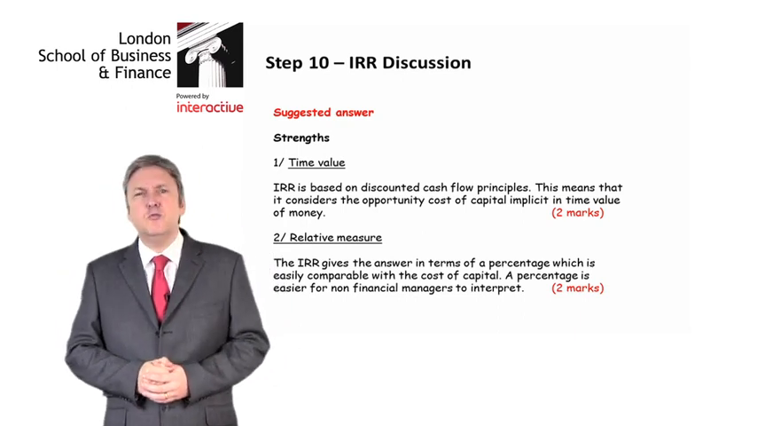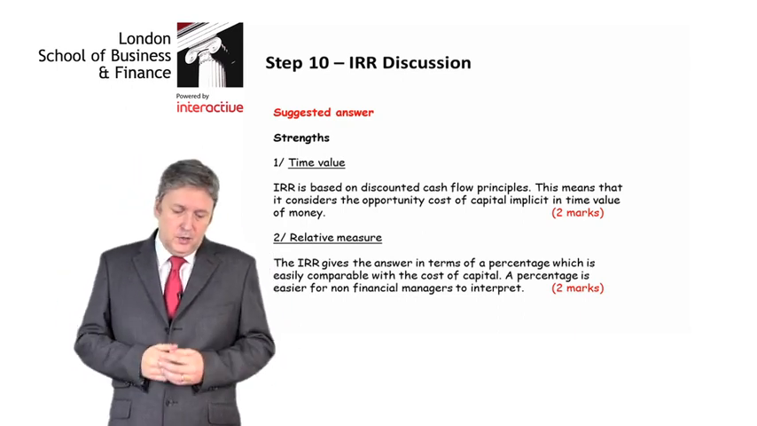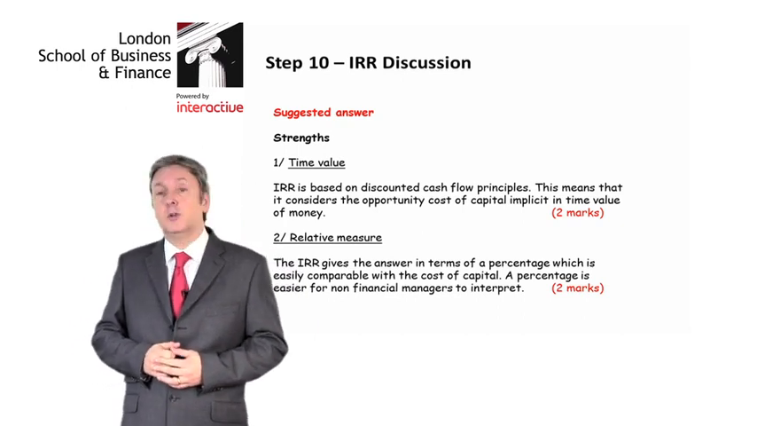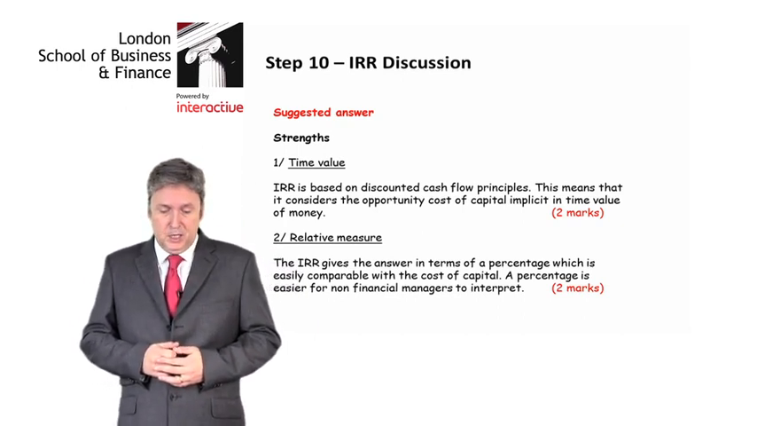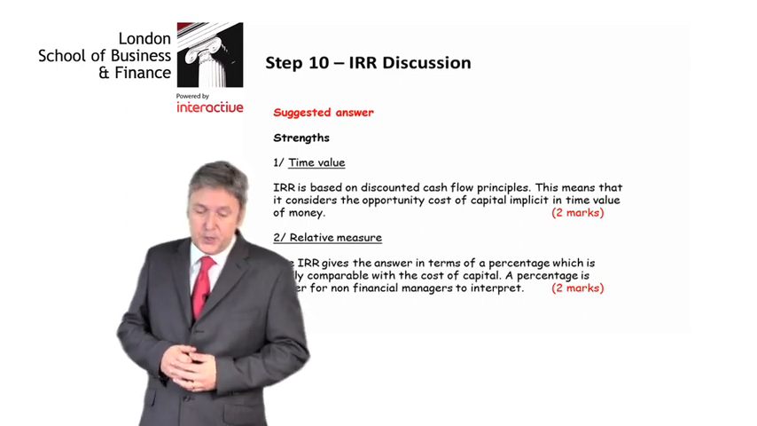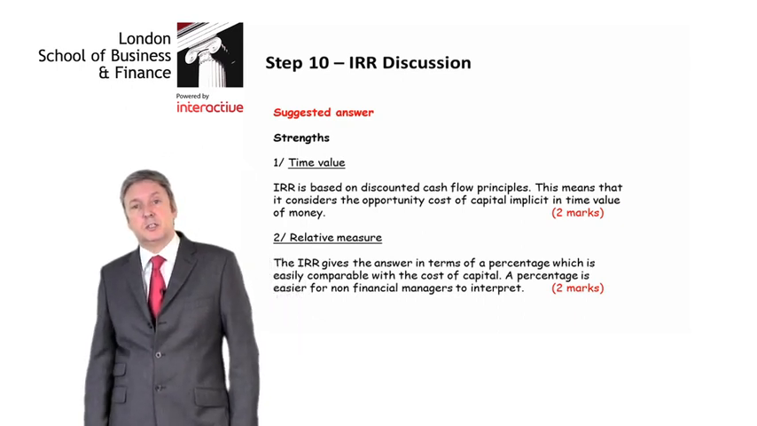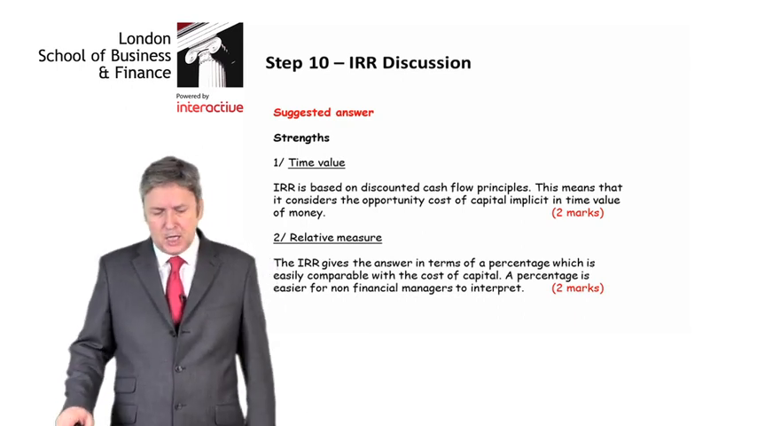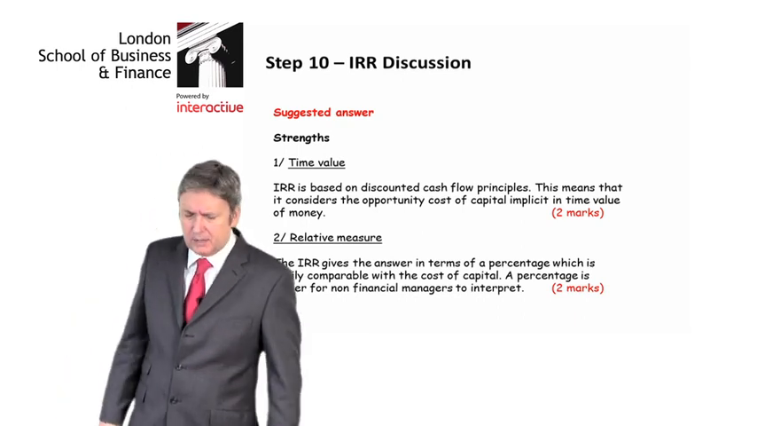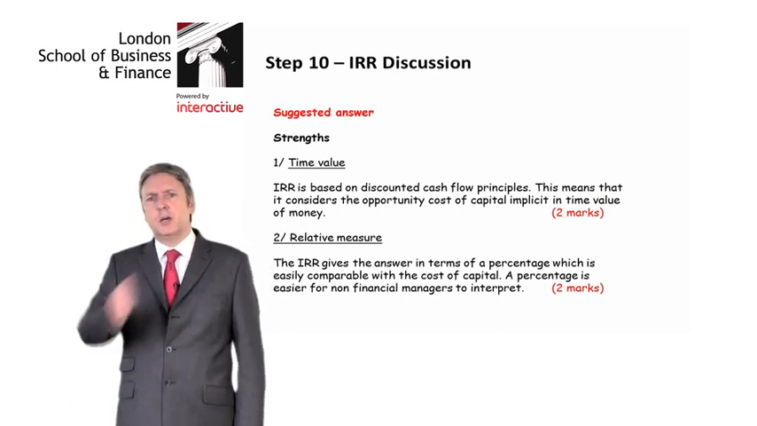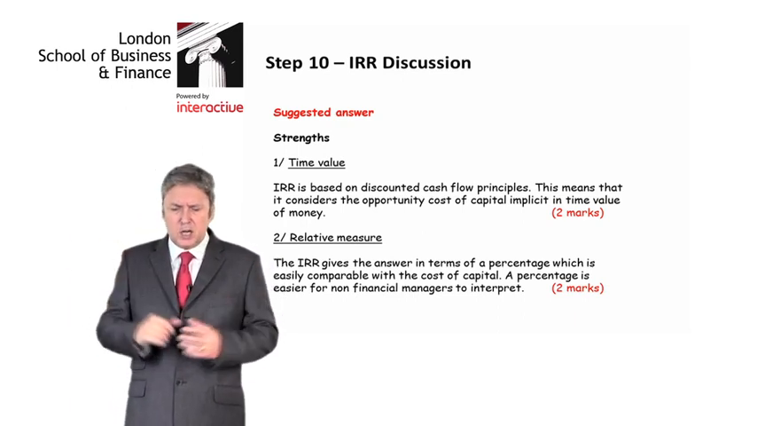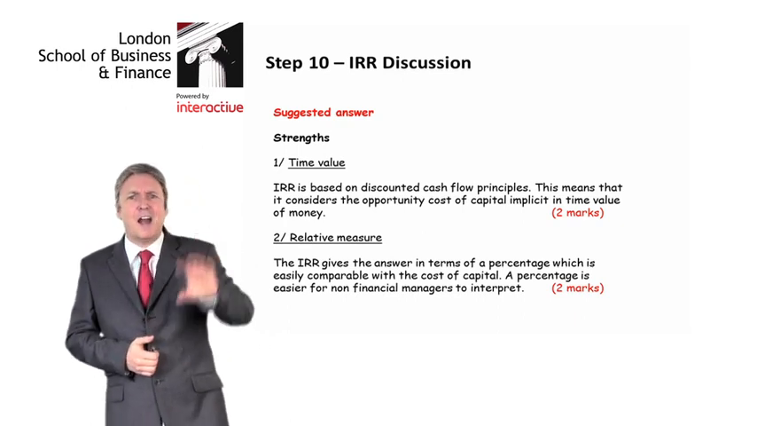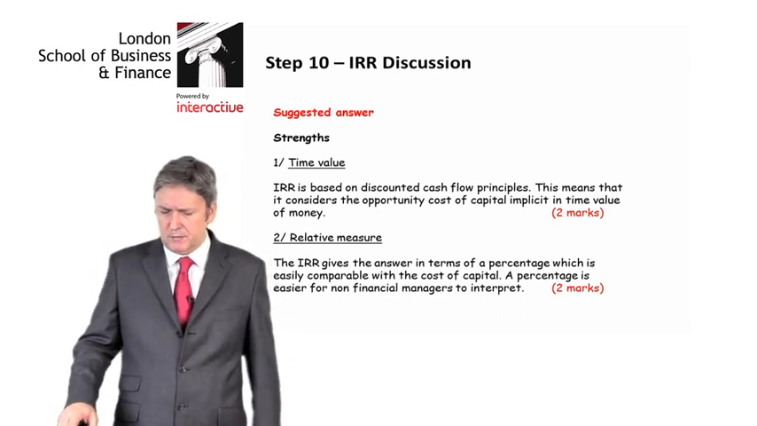2. It's a relative measure. The IRR gives the answer in terms of a percentage, which is easily comparable with the cost of capital. A percentage is easier for non-financial managers to interpret. Okay, maybe 2 marks. We don't know. But if you saw something like that as a marker, I think we can all appreciate that we're going to give it a tick and we're going to make sure it's going to get something, isn't it? I can't guarantee you 100%. I'm just giving you a suggestion.